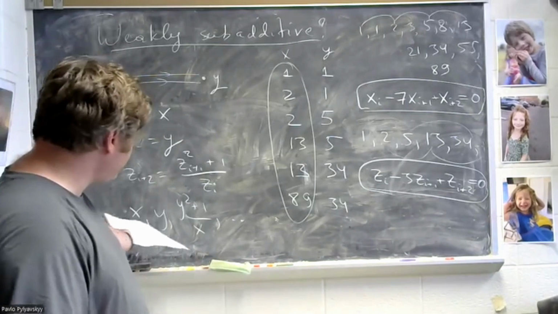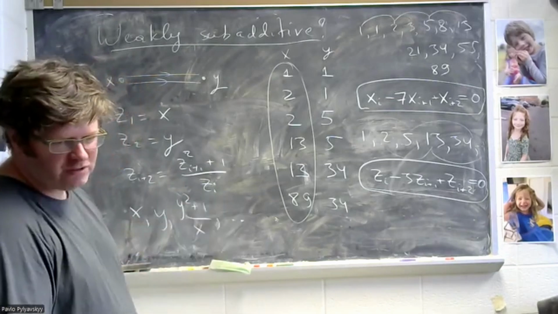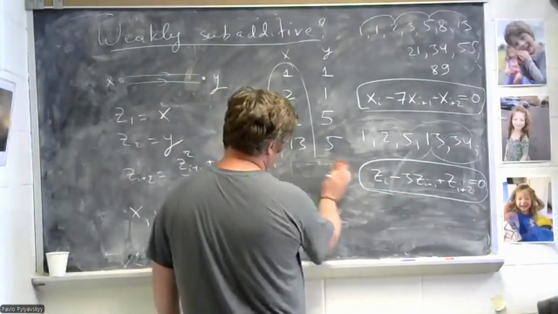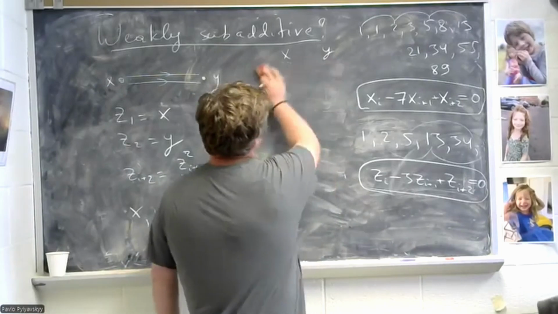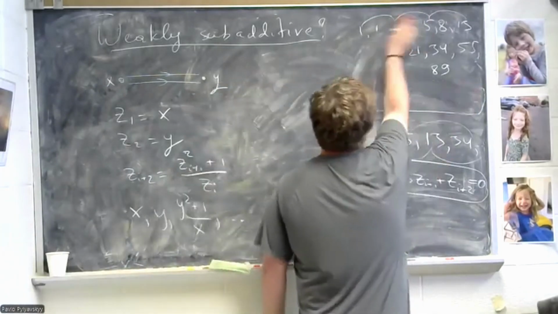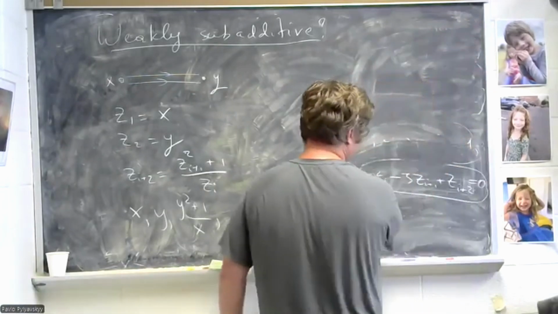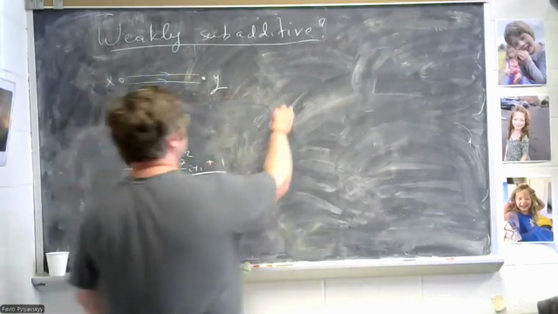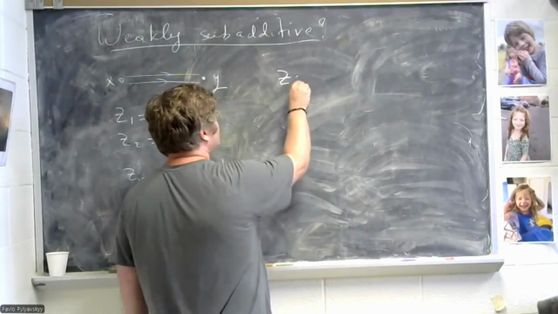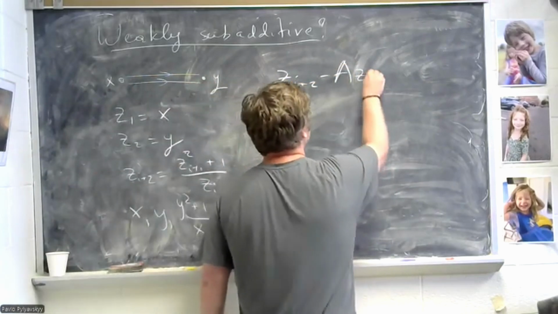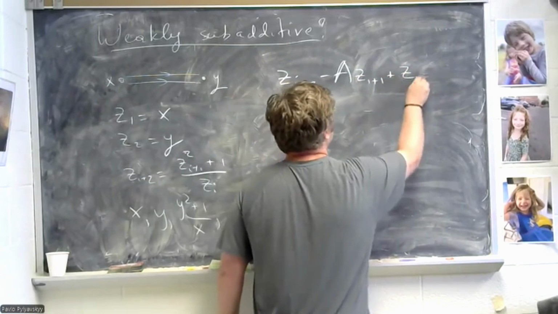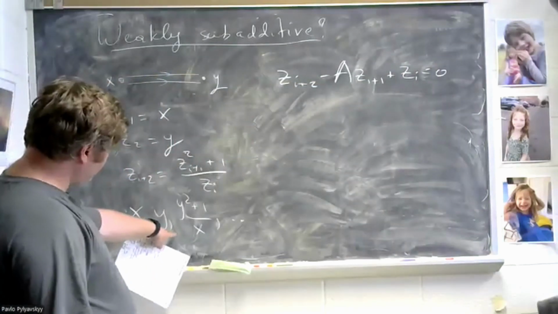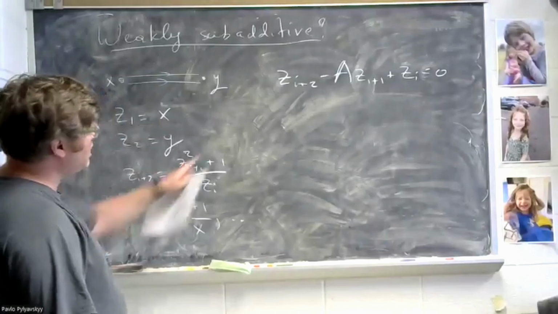Okay, so I want to show that this sequence will satisfy a linear recurrence. And the linear recurrence, now forget the numbers, if we are just doing it for variables, in this case, will be pretty short. It will be just this length 3 kind of thing. And it will look like this: z_{i+2} minus a z_{i+1} plus z_i equals 0. So I claim that there is an a, which depends on those initial conditions, such that this is always true.